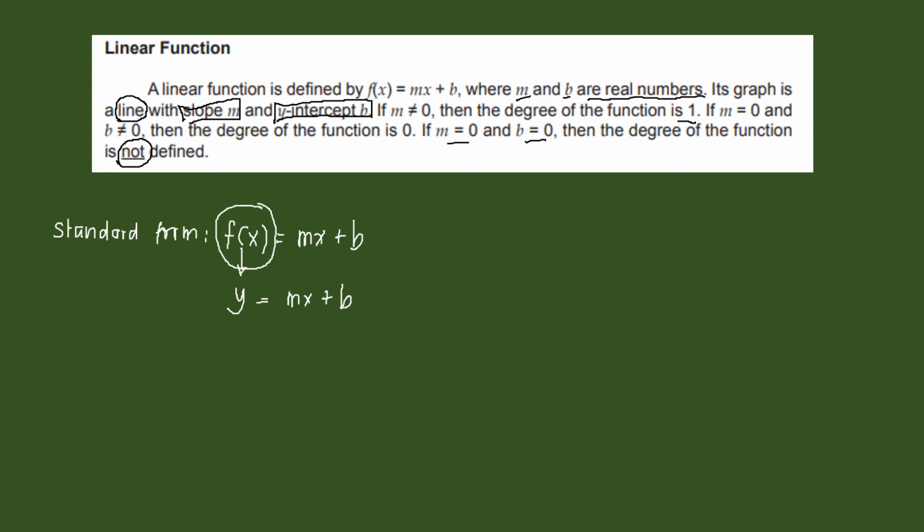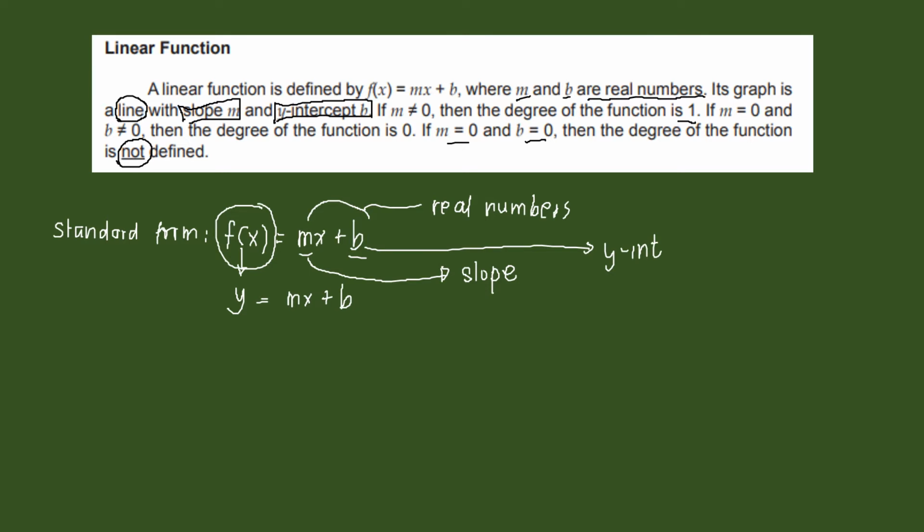So this m and this b, both of them are real numbers. Particularly, m is the slope, and b is the y-intercept. So that is what is meant by the definition of the linear function. Its standard form is f of x is equal to mx plus b. m and b are real numbers. Specifically, m is the slope.